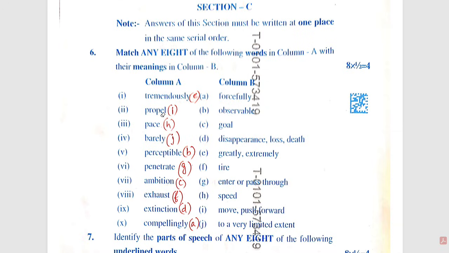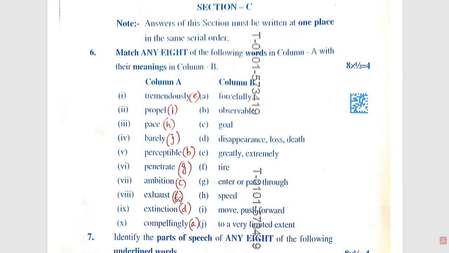Second one is propel. You know what a propeller is? Move or push forward. Next, pace. Everybody will be learning at their own pace, which means speed, depending upon their caliber. Barely, which means to a very limited extent. Perceptible, which means observable. Penetrate, G. Enter or pass through. Sun rays are penetrating through the window. That means enter or pass through. Ambition, as we all know, goal. Exhaust, F.